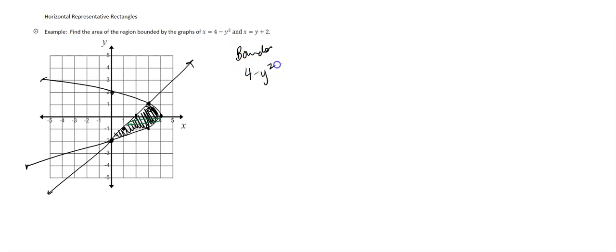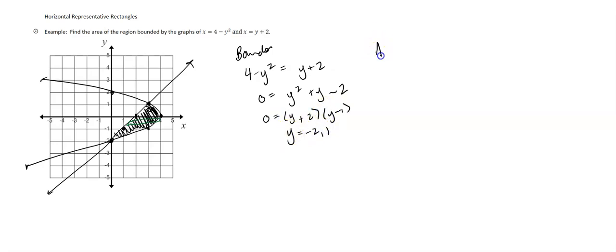So 4 minus y squared will be equal to y plus 2. And if I solve that for 0, I get y squared plus y minus 2 equals 0. And I can factor and get y plus 2 times y minus 1, which gives me y equals negative 2 and 1. So that's going to be my bounds from negative 2 to 1. And we're integrating with respect to y. And the rightmost function is 4 minus y squared. And the leftmost is y plus 2. So that is going to be my integral.